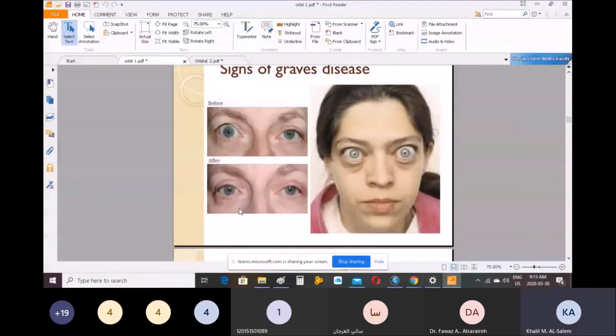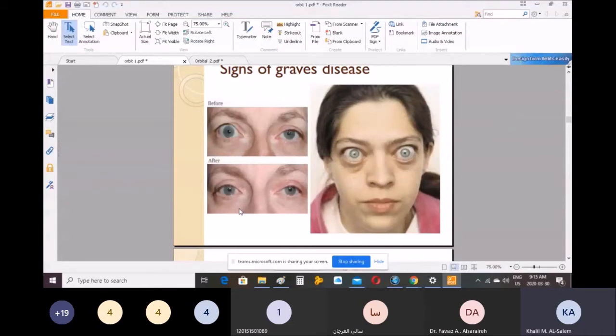Now, what happens is that with the recurrent inflammation and healing process, which happens between the phases, you'll start to have fibrous deposition in the muscle. And this is what we call the fibrotic stage of the disease.